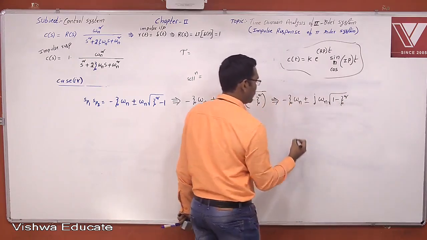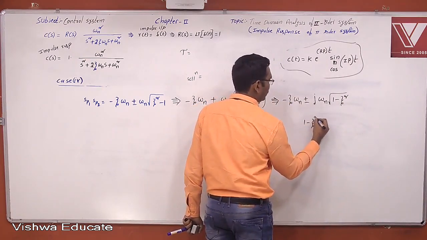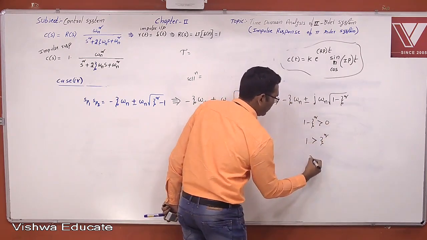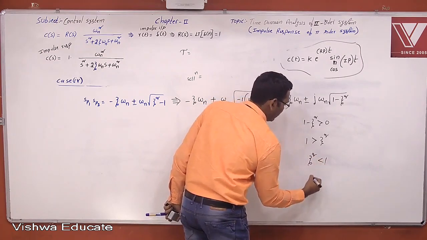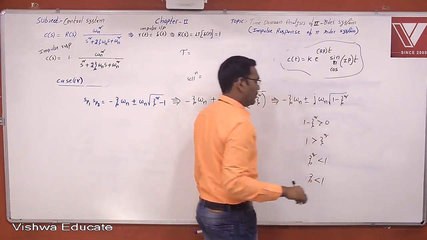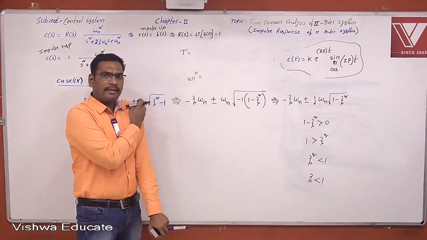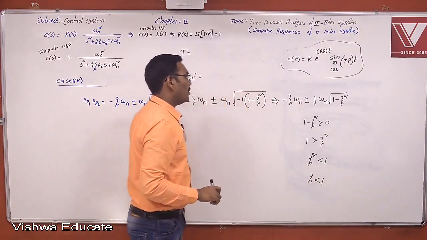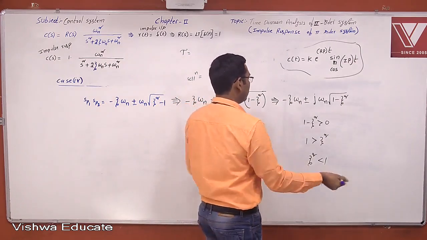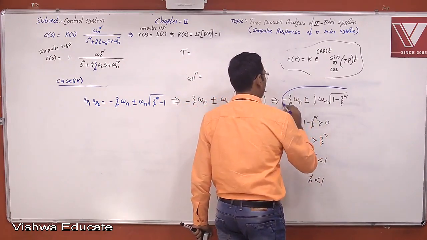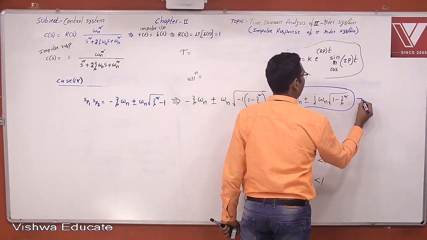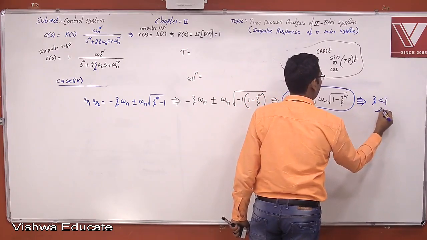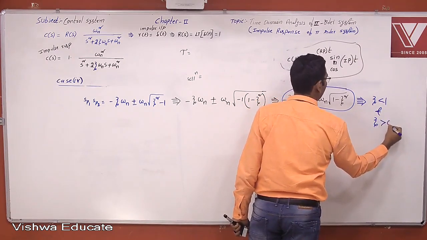Now, see, this under root is positive. 1 minus zeta square is greater than 0. 1 is greater than zeta square. Therefore, zeta square is less than 1. Zeta is less than 1, plus or minus 1. Don't take the negative side. Consider always the positive side. Zeta value is always on the positive side for a stable system. Now, these are the poles location when damping factor zeta is less than 1. Consider always damping factor zeta should be greater than 0.